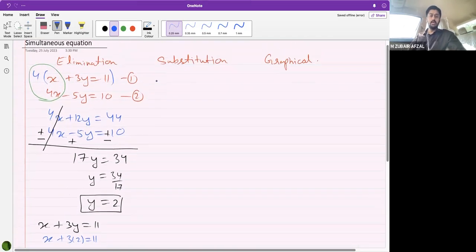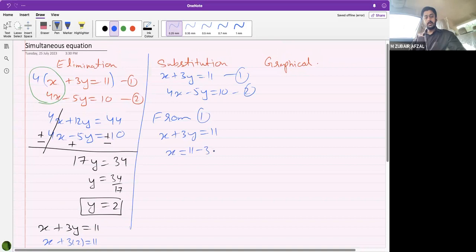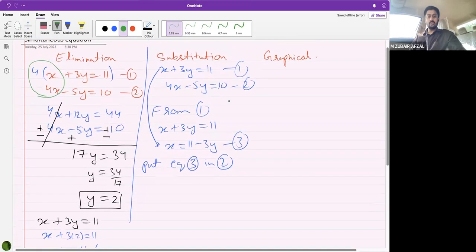This was elimination. And what is substitution? Equation 1 is x plus 3y equals 11. Equation 2 is 4x minus 5y equals 10. I chose 1. From 1, I can say x equals 11 minus 3y, and I'm naming it equation 3. From 1, I made 3. Now put equation 3 in 2. Whichever equation you choose, you put it into a different equation.